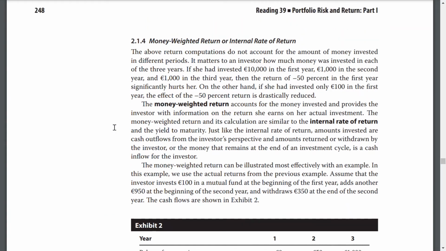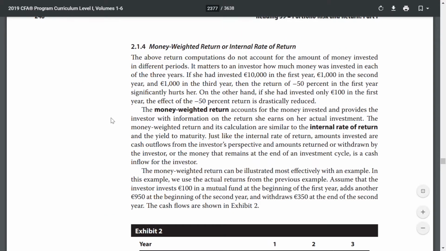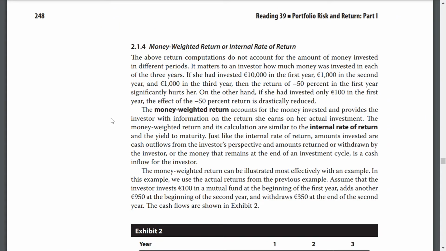Money-weighted returns, or internal rates of return. The above return computation does not account for the amounts of money invested in different periods. It matters to an investor how much money was invested in each of the 3 years. If she had invested 10,000 in the first year, 1,000 in the second year, and 1,000 in the third year, then a return of negative 50% in the first year significantly hurts her. On the other hand, if she had invested only 100 euros in the first year, in effect, the 50% downturn is dramatically reduced.